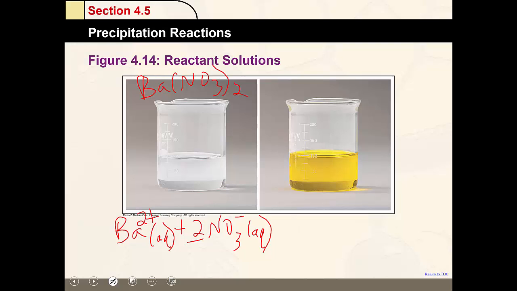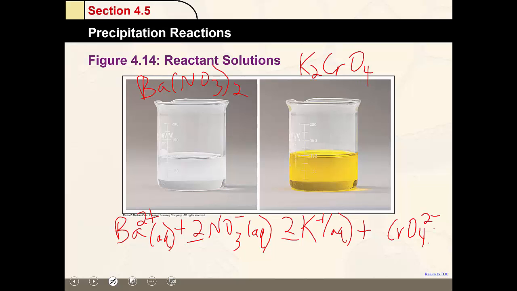The beaker on the right is potassium chromate, which is K2CrO4. So that means in here we've dissolved that solid potassium chromate in water. So the two ions in that solution, we have two potassium ions, since it's K2, as well as one chromate ion. Okay, so that's all of the ions that are present separately.